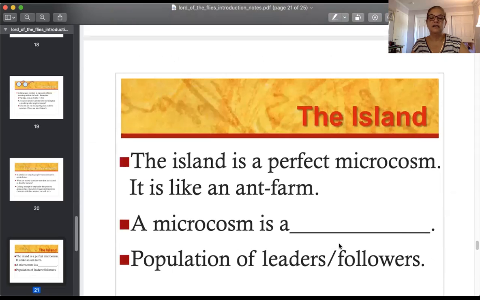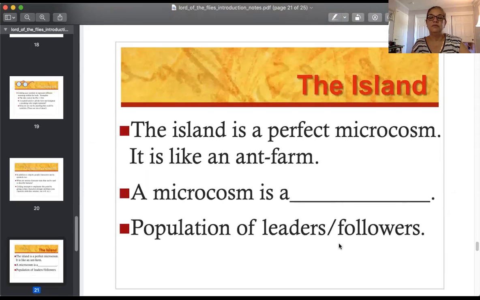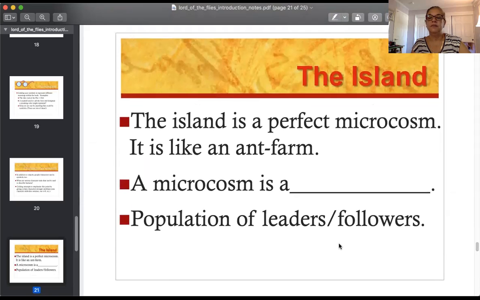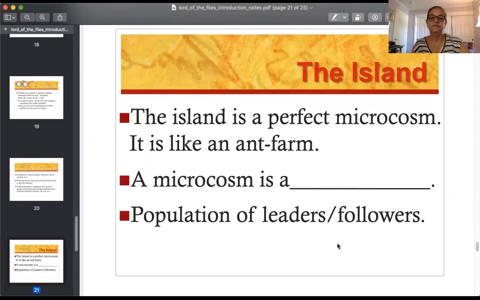And then there's the island, which we won't talk about this quite. It's a perfect microcosm. It's like an ant farm. So there's leaders, there's followers, and everybody has a role in order to survive.